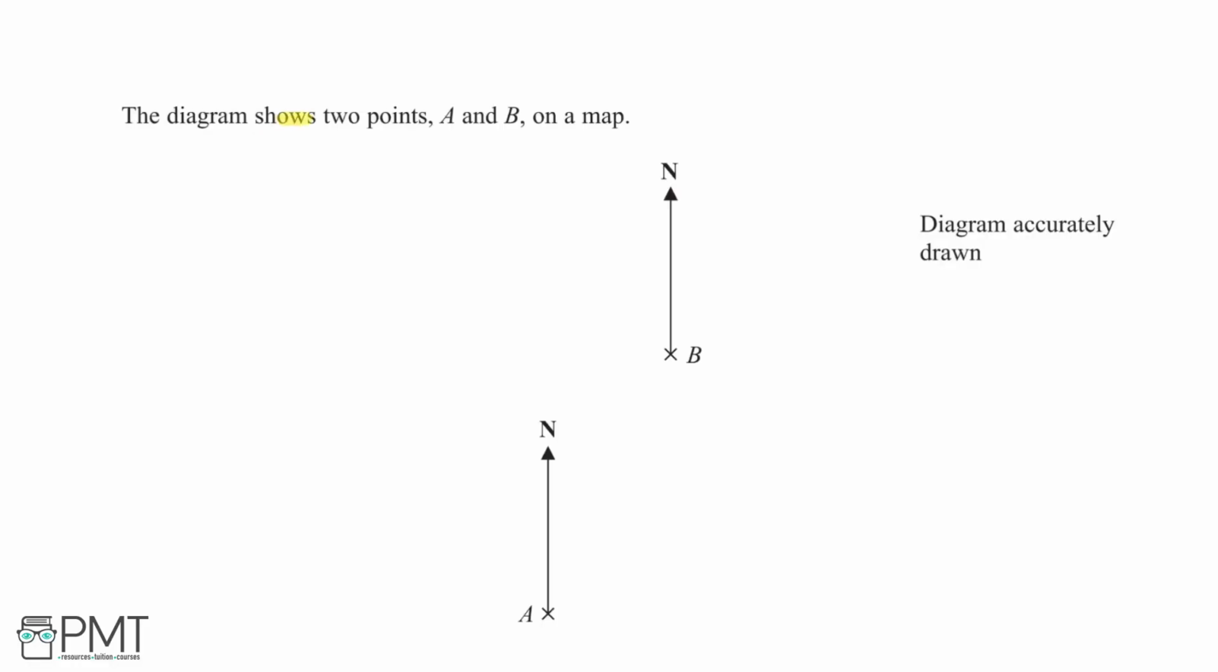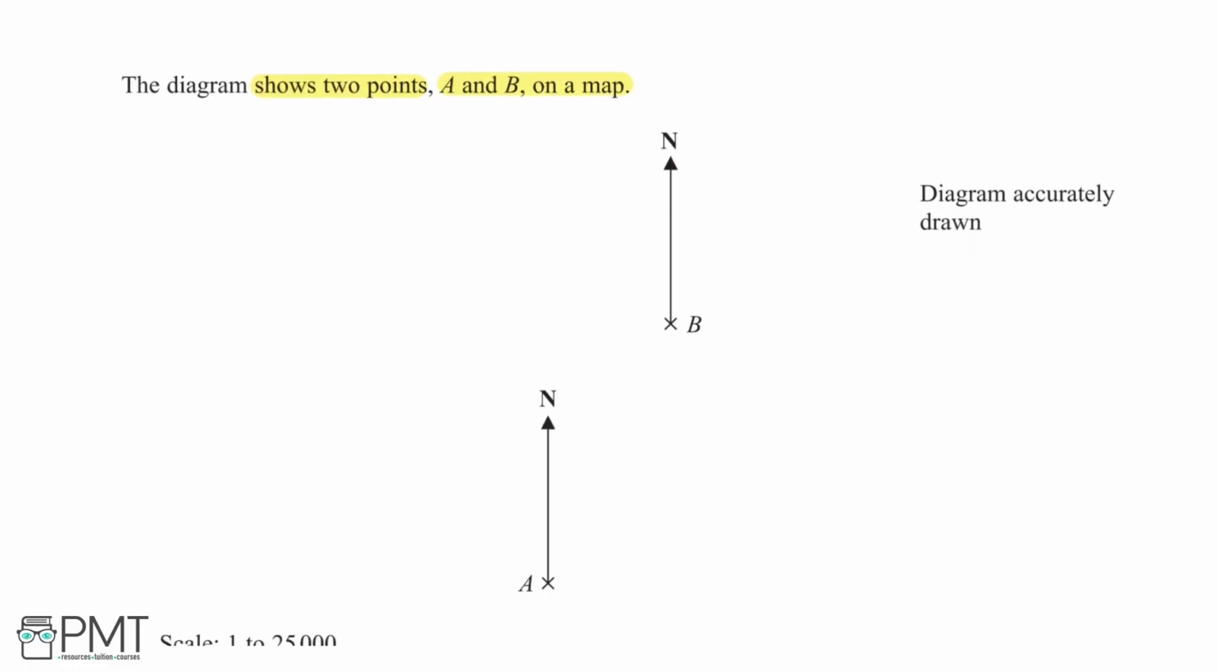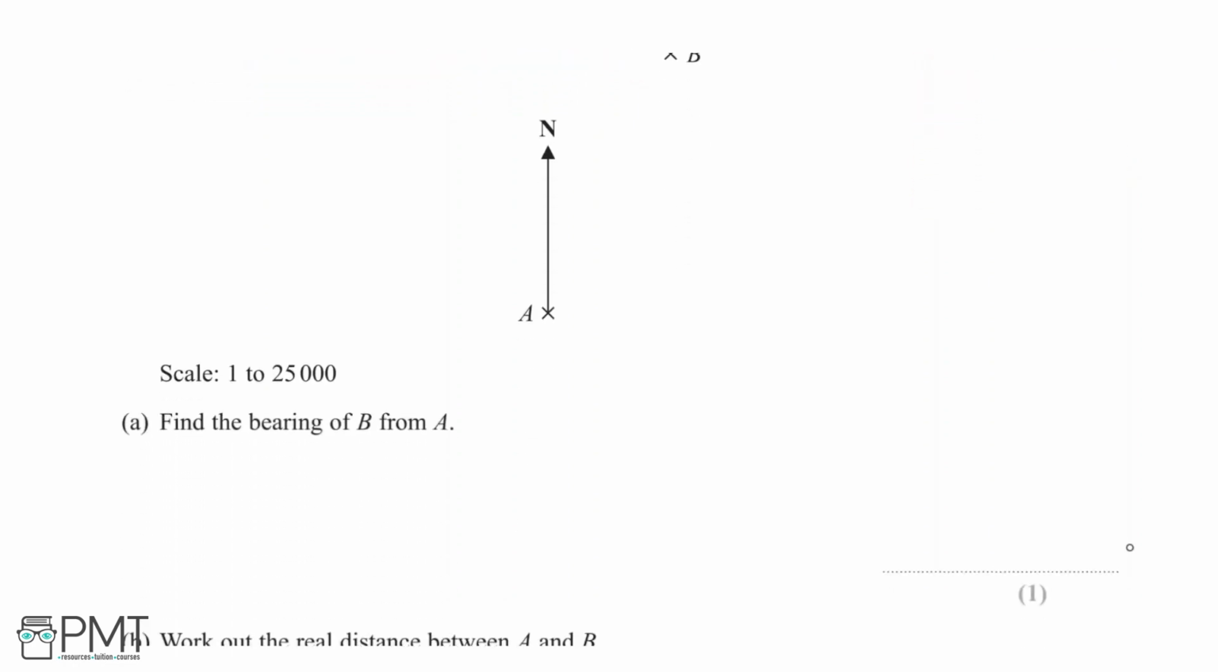We are told the diagram shows 2 points A and B on a map. Notice here we're told the diagram is accurately drawn. This means that the relative distances and scales will be applicable to the question. We are told the scale is 1 to 25,000. So for every 1 unit on our question paper is 25,000 units in real life.